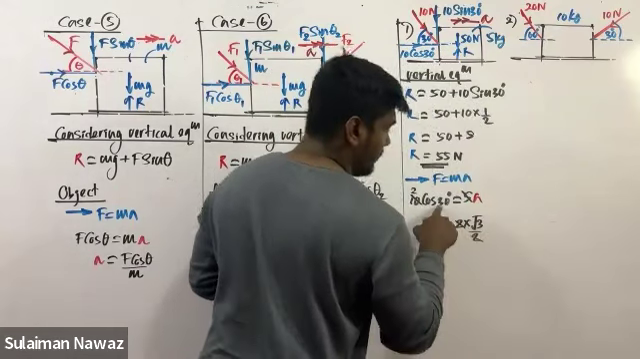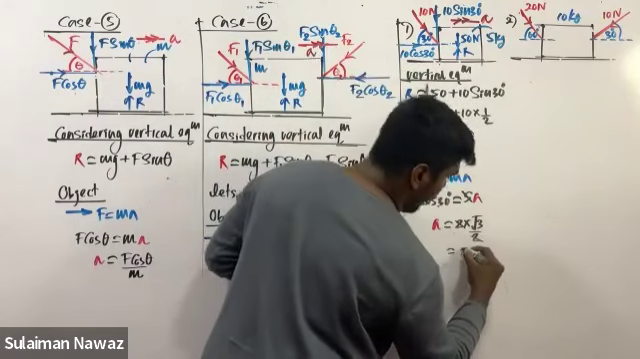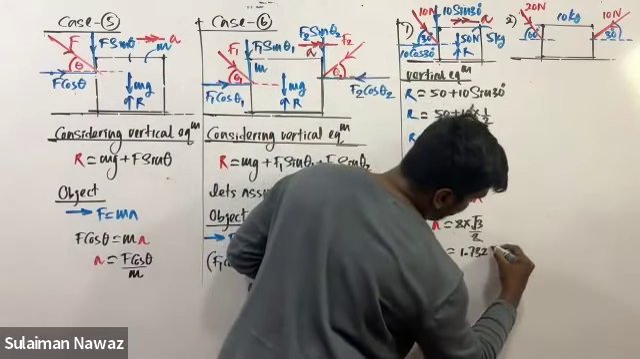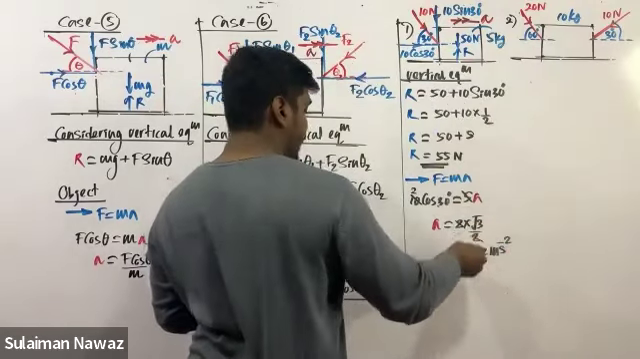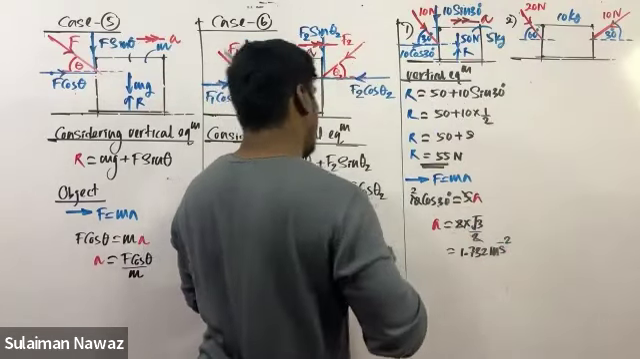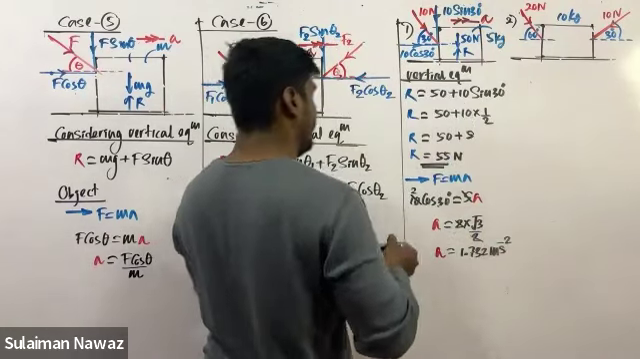The 2s cancel out. Cos 30 means root 3 over 2, the 2s cancel out, and root 3 you know is 1.732 m/s squared, minus 2. Now you can keep your answer as 1.73 because usually we keep our answers up to 2 decimals. Then acceleration is equal to 1.73, 1.732.